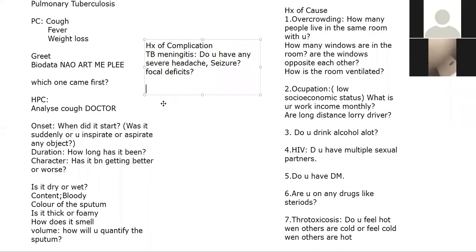It can affect your bone. So TB of the bone. That is one complication. Thank you, doctor. It can spread to the bone. So how do you ask about TB of the bone? Do you have joint pain, bone pain? Any limb pain? Any joint pain? Or maybe limb weakness, or paralysis, or inability to move the limbs. Paralysis. That's enough.